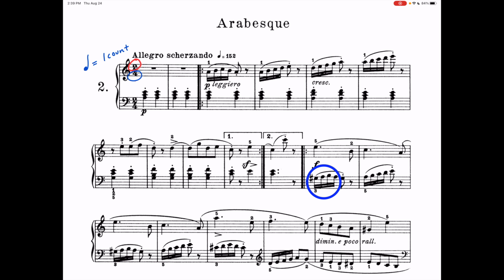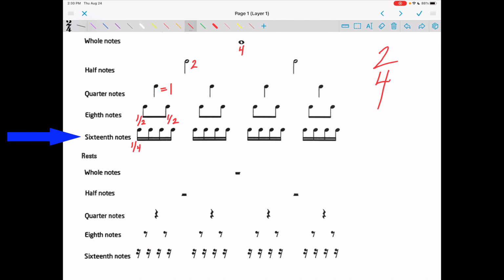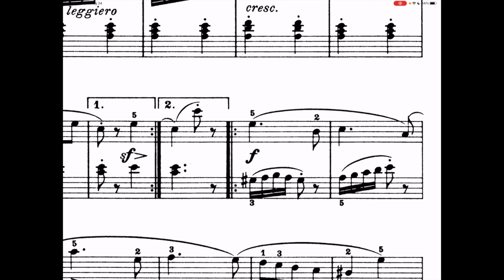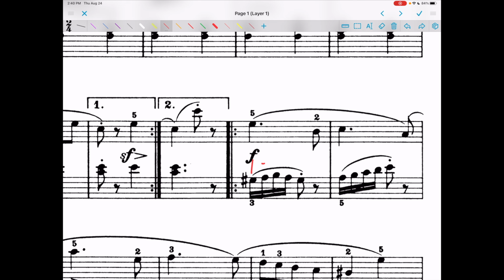How do we count for 16th notes if they get a fourth of a count each? How do you count a fourth of a count in music? I recommend counting like this: 1, E, and A. That way you're saying something for each 16th note. And then these eighth notes get a half of a count each.